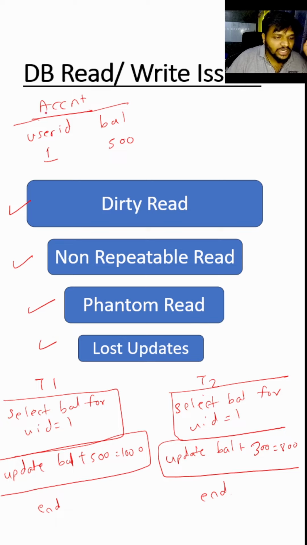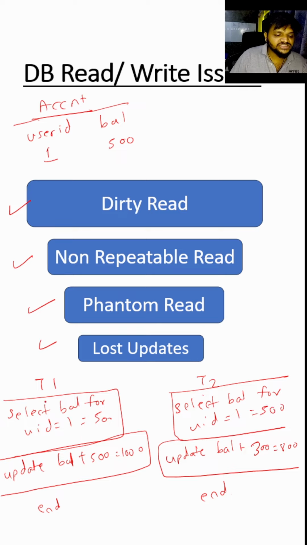So now assume I have an account table, user ID 1 having an initial balance of 500 rupees. Transaction T1 and transaction T2 are both trying to execute at the same time on the same row. Transaction T1 and T2 are firing a select query, UID equal to 1, selecting balance. Same transaction T2 is doing. They both are able to see 500 rupees in both the cases.